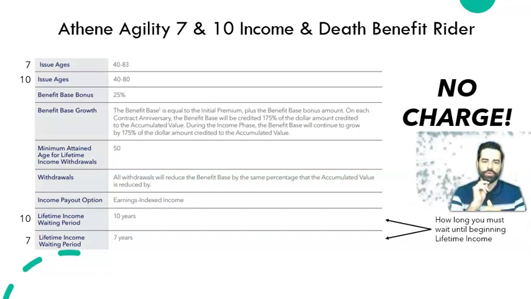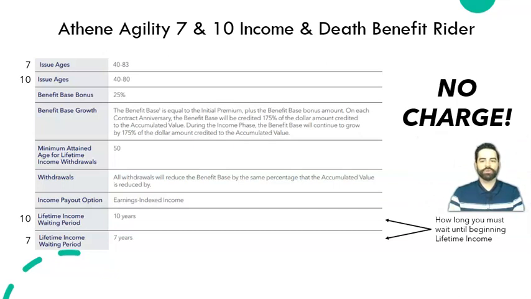The benefit base growth is equal to the initial premium plus the benefit base bonus amount. On each contract anniversary, the benefit base will be credited 175% of the dollar amount credited to the accumulated value.